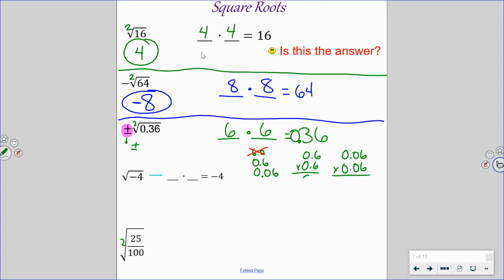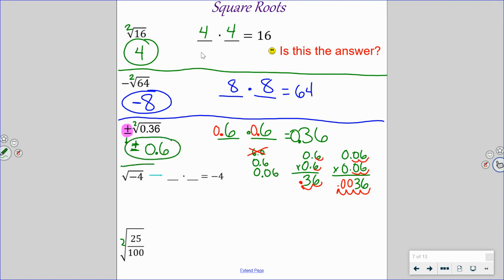It just so happens that both of these have digits of 6 times 6. In this case, we have 1, 2, 3, 4 decimal places. That's too small. Let's try 6 tenths times 6 tenths. 1 and 2, 1 and 2. Ah, there we are. So in this case, the answer is a positive or a negative 6 tenths.